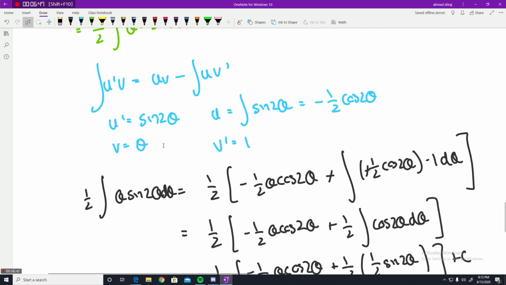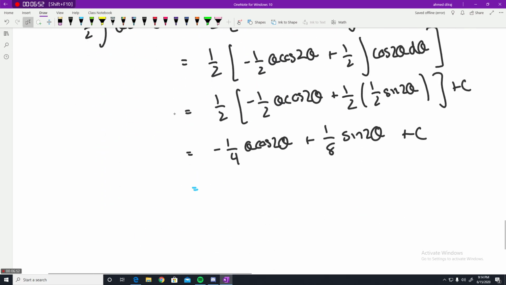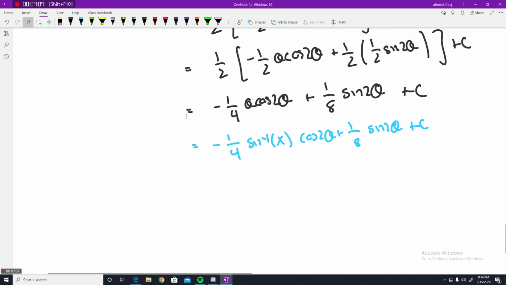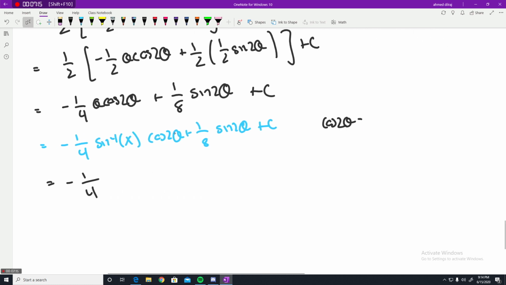So we said initially theta is equal to sine inverse of x. So we can make that direct substitution. So minus 1/4 sine inverse of x, and then we have cos 2 theta plus 1/8 of sine 2 theta plus c. So now, how do we deal with our double angles? Well, we use our double angle properties. By our double angle properties, we know that cos 2 theta is equal to 1 minus 2 sine squared theta, and we know sine 2 theta is equal to 2 sine theta cos theta.